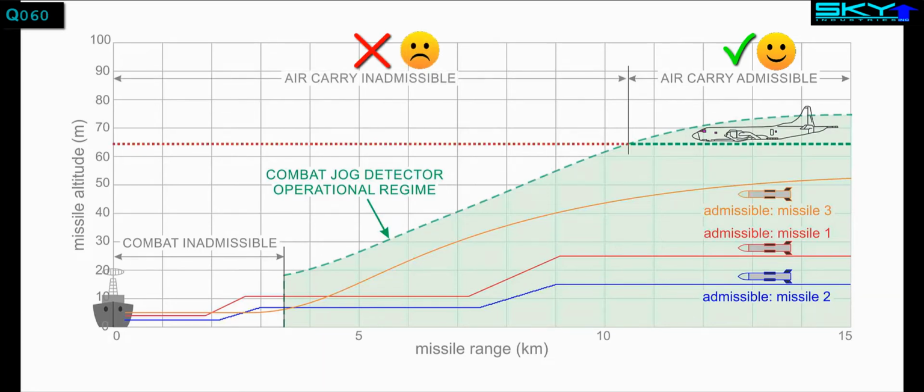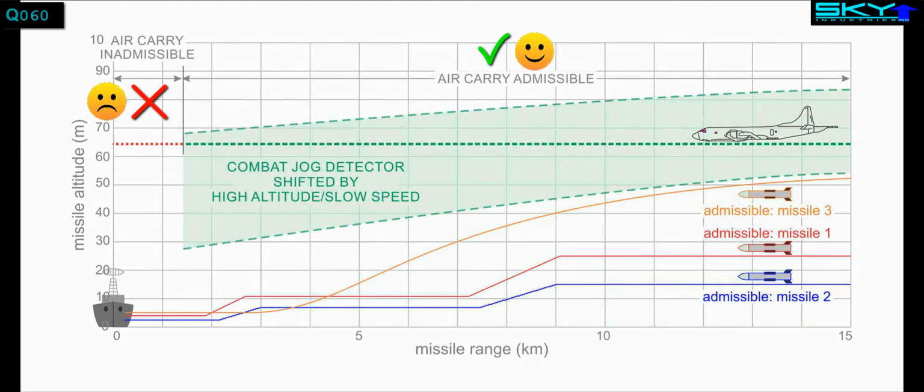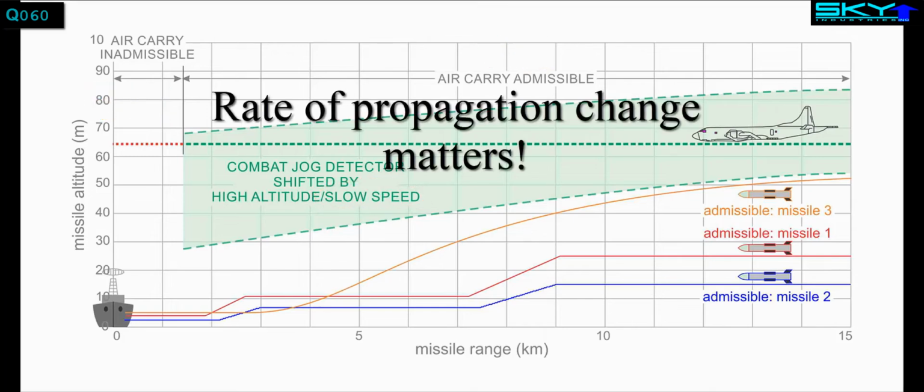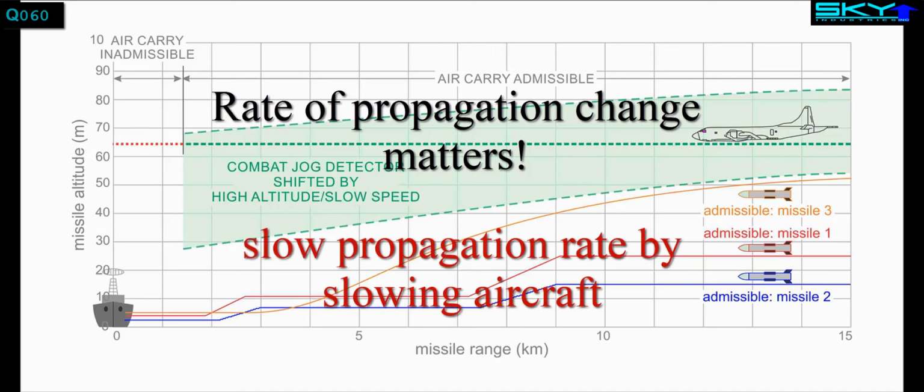That said, it might be possible to move the captive carry aircraft even farther into the operating regime of the jog detector, not by flying faster, but by flying slower. What matters to the jog detector is the time rate at which multipath peaks and nulls are pushed through the jog detector's receiver. Peaks and nulls are spaced closer together by high altitude, so the only way to slow them down is to slow down the aircraft.